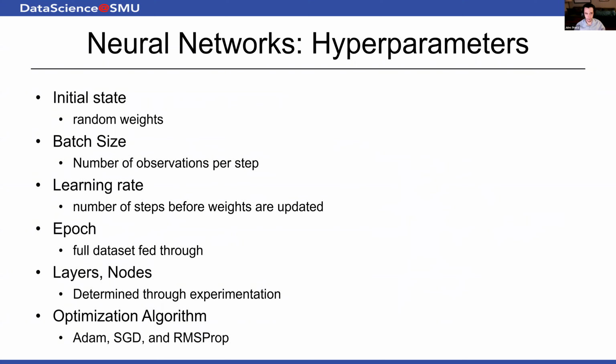These are some of the important hyperparameters for neural networks. During network initialization, weights are randomized. The batch size is the number of observations per step in the model, and the learning rate is the number of steps the model takes before the model weights are updated. Epochs are the number of times the algorithm reads the full data set. The number of layers and nodes present in the data is typically determined through experimentation, and the optimization algorithm options differ greatly from each other, but are based on gradient descent methods.